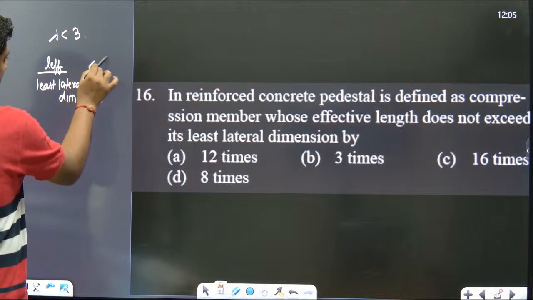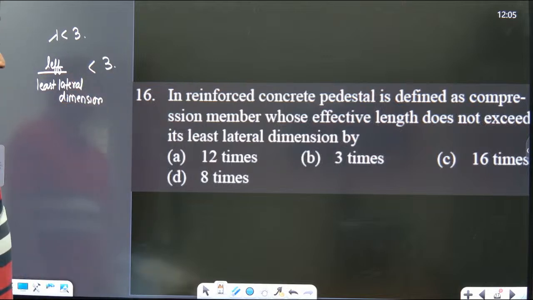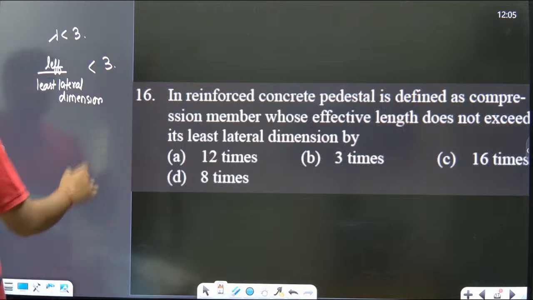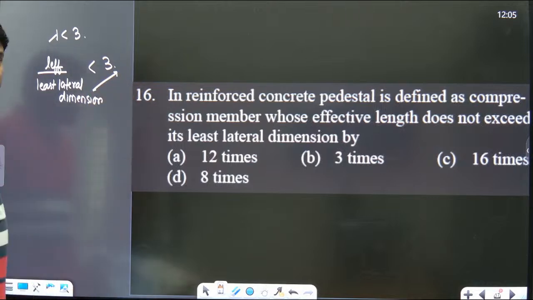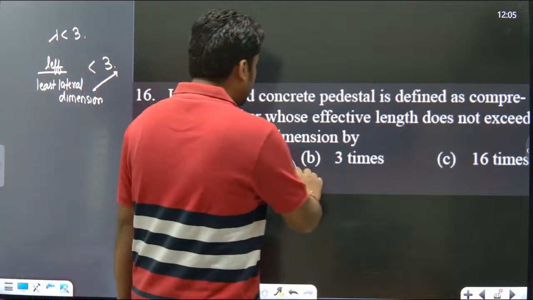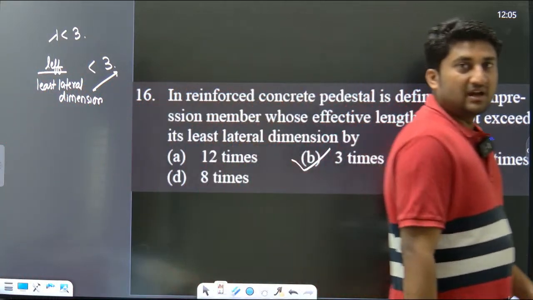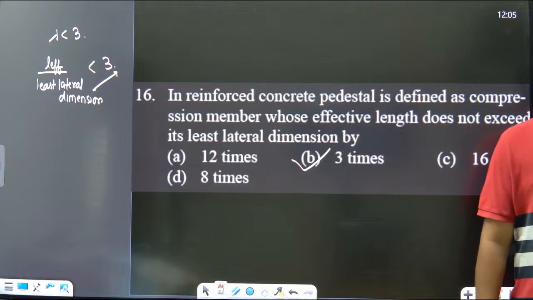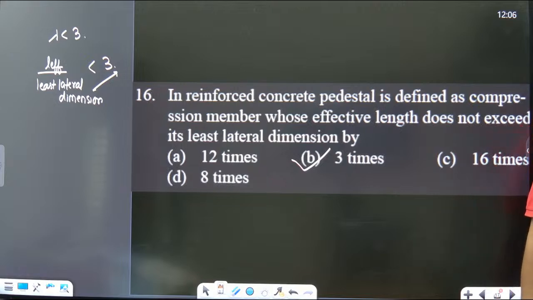So you can see very carefully. Pedestal is defined as a compression member whose effective length does not exceed 3 times the least lateral dimension. Hence the correct answer is option B. I hope it is clear. Yes or no?